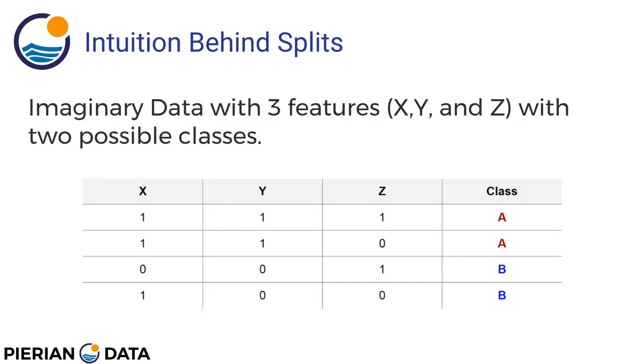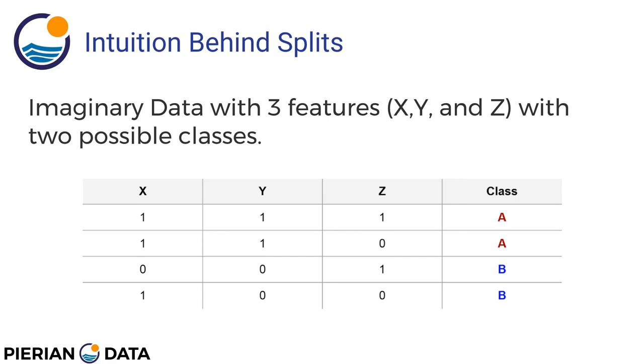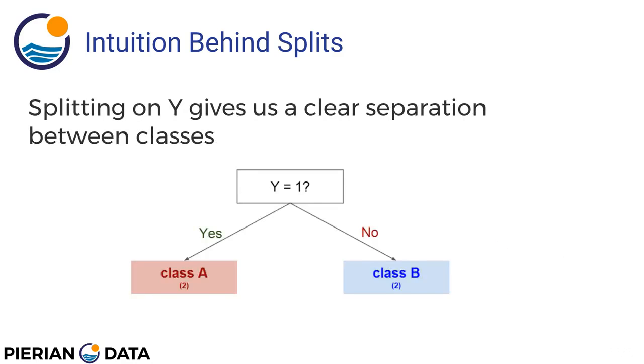Now, a question you may have is, how do we actually decide what features to split on and in what order? So if you go back one slide, how do I decide to split on outlook first instead of humidity first? So what we want to do is try to get some intuition behind these splits. Let's look at this imaginary data set with three features, X, Y, and Z, with two possible classes, Class A or Class B. Now if I split on Y, that gives us a clear separation between classes. All I have to do is ask, does Y equal 1? And then I can split perfectly between Class A and Class B.